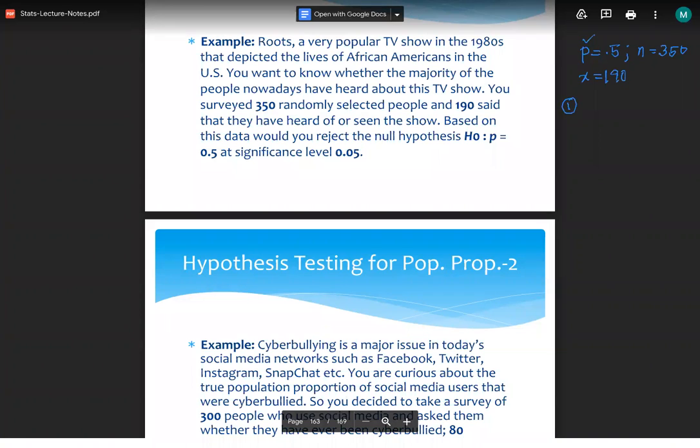Number one, the requirement or normality condition. That means you want to make sure that the distribution of the sample proportions is bell-shaped. The way you do it is by ensuring that NP is greater than or equal to 10 and NQ is greater than or equal to 10, where N is the sample size. In our case, 350, and P is the proportion, which is 0.5. So 350 times 0.5 is 175, which is obviously greater than or equal to 10. Similarly, NQ, where Q is 1 minus P, is N times 1 minus P, which is 350 times 1 minus 0.5. That's going to be 175. Obviously, that is also greater than or equal to 10. So that satisfies the normality condition, or bell shape.